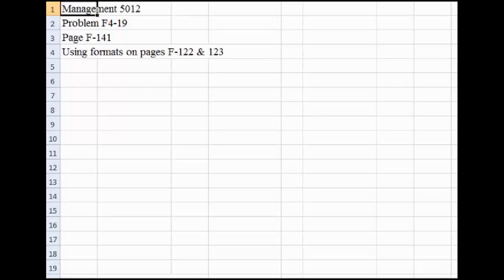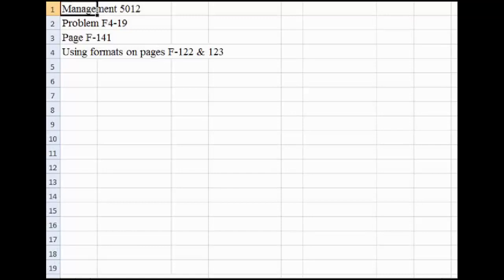For this video, we're going to do problem F4-19 on page F141. This particular problem uses the formats on pages F122 and 123. The problem requires doing a single-step format income statement and multi-step format income statement.